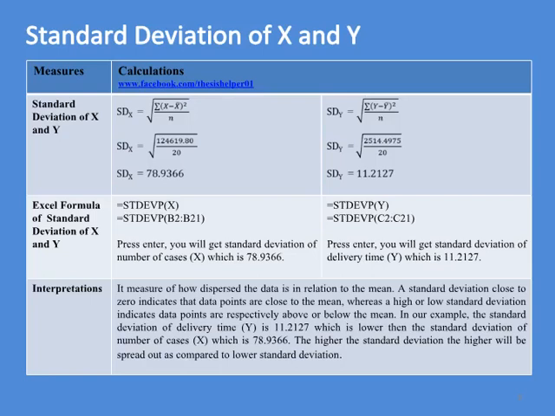Interpretations: it is a measure of how dispersed the data is in relation to the mean. A standard deviation close to zero indicates that data points are close to the mean, whereas a high or low standard deviation indicates data points are respectively above or below the mean. In our example, the standard deviation of delivery time, y, is 11.2127, which is lower than the standard deviation of number of cases, x, which is 78.9366. The higher the standard deviation, the more spread out the data is compared to a lower standard deviation.